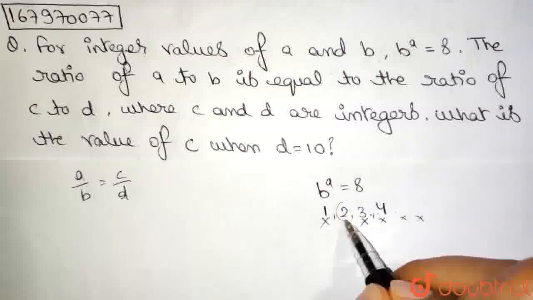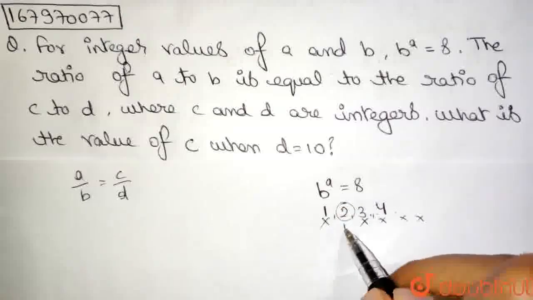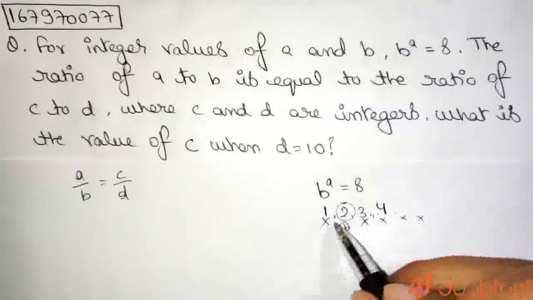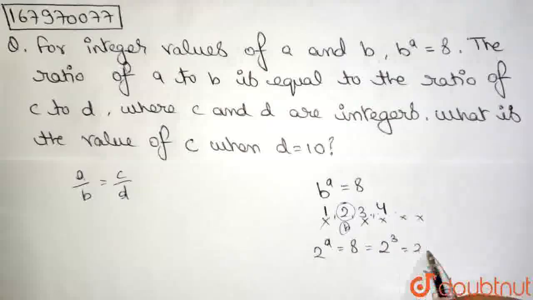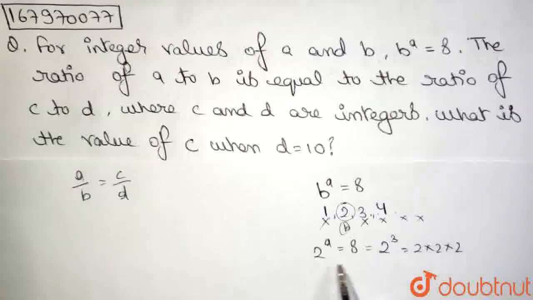So let's just solve it for 2, which is the value of b that we have found using this general series. We could say that 2 to the power a is equal to 8. Now 8 is nothing but 2 to the power 3, or 2 cube, which is 2 into 2 into 2. Upon comparison, we see that a is equal to 3. So we have obtained a is equal to 3 and b is equal to 2.